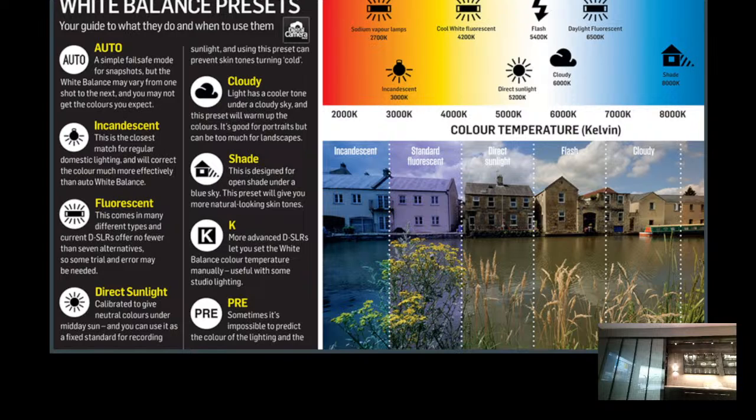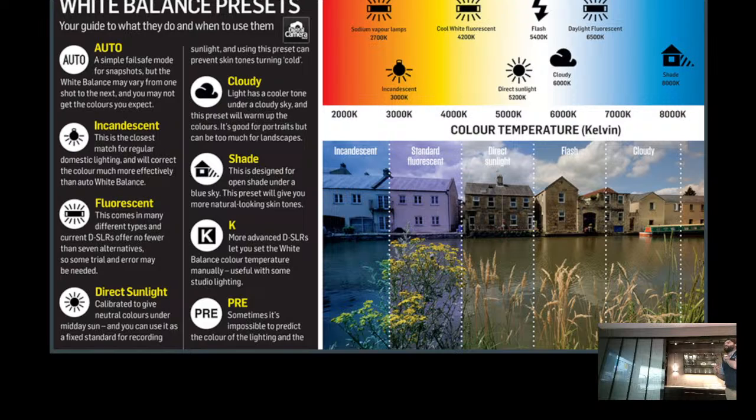Incandescent. This is the closest match for regular domestic lighting and will correct the color much more effectively than auto white balance. Fluorescent. This comes in many different types, and current DSLRs offer no fewer than 7 alternatives, so trial and error might be needed for these. Direct sunlight, calibrated to give natural colors under midday sun, and you can use it as a standard fix for recording sunlight.